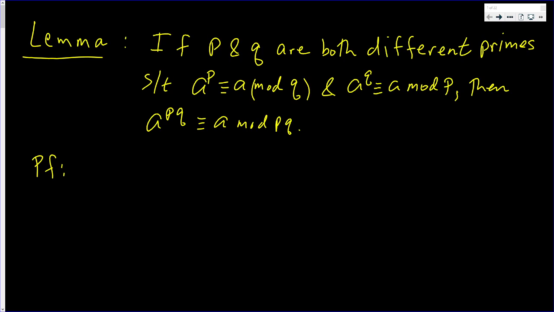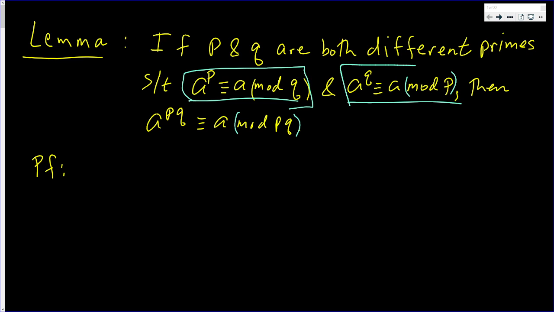In this video, we're going to prove the following lemma. If p and q are both different primes such that a to the p is congruent to a mod q and a to the q is congruent to a mod p, then a raised to the pq is congruent to a mod pq. Please note the symmetry here.